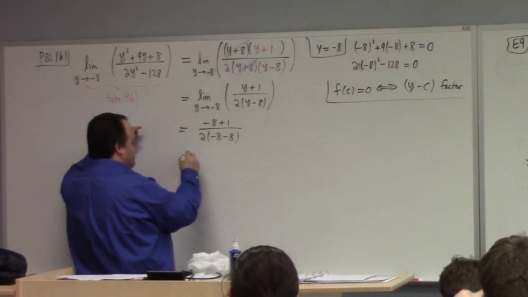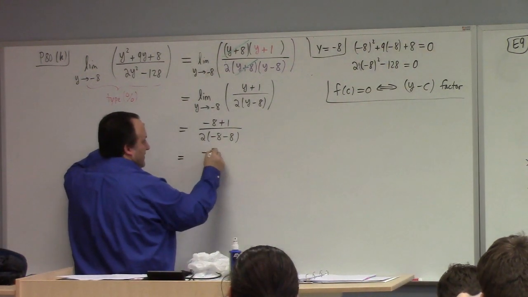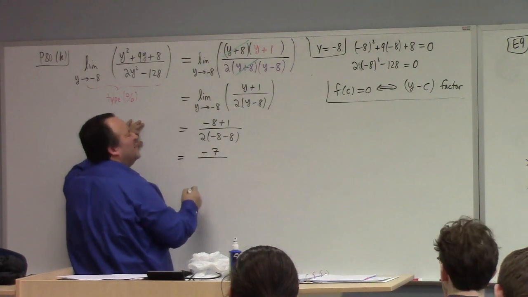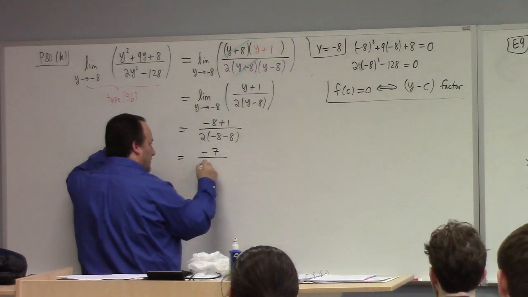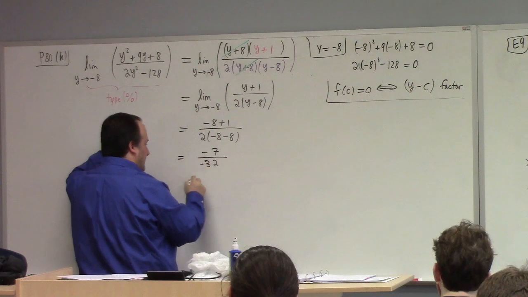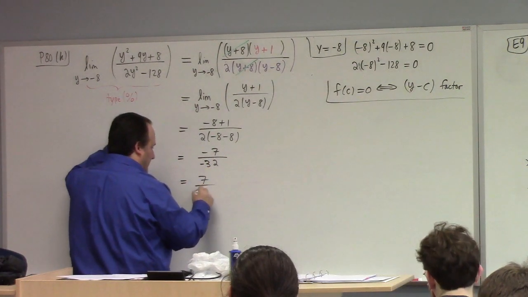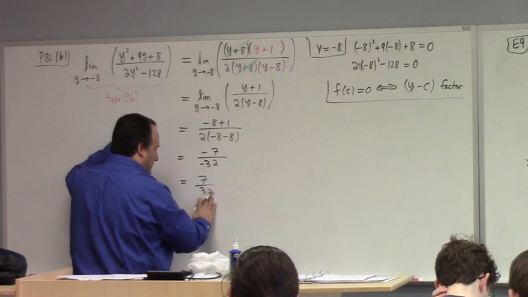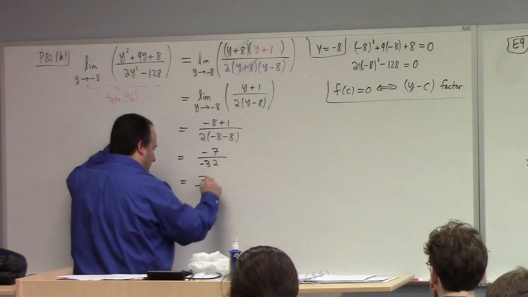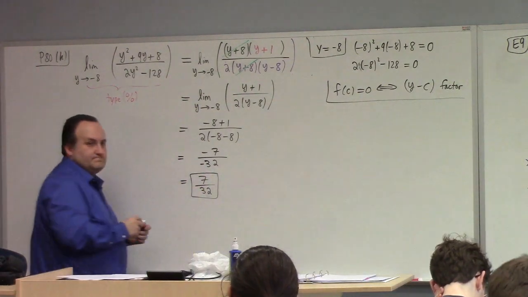Okay, so what do we got? We got ourselves a minus 7 over, I heard a 32? It's a minus 32 though, right? So lo and behold, 7 over 32, oops, 7 over 32 is the answer.